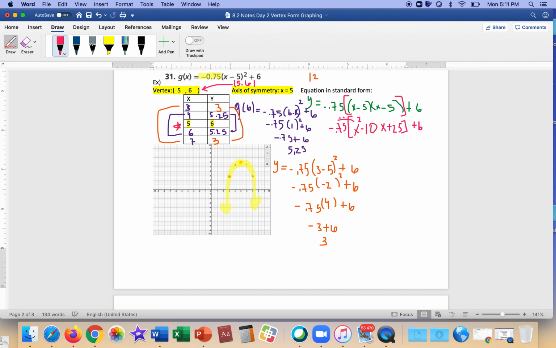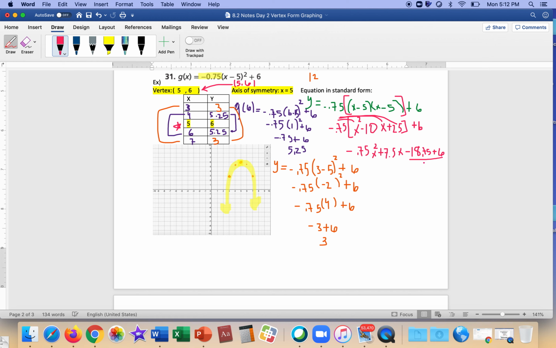Next step, we're going to distribute the negative 0.75 into the values inside the parentheses. So we're going to get negative 0.75x squared. Negative 0.75 times negative 10 is positive 7.5. And then we throw the x. And then negative 0.75 times 25 will get us negative 18.75. It's hard to write quickly.